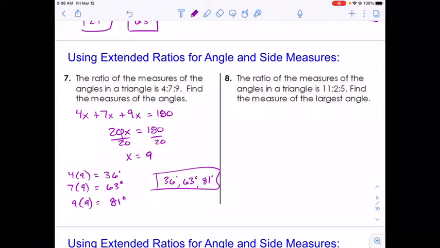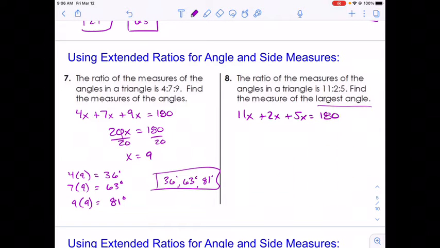And then the next one here says, the ratio of the measures of angles of a triangle is 11 to 2 to 5. Find the measure of the largest angle. So now we're only looking for one angle, but we have to do the same process to find the measure of x first. So 11x plus 2x plus 5x equals 180. Add up our x's here. 11 plus 2 is 13. 13 plus 5 is 18, so we get 18x equals 180. Divide by 18. That means that x is equal to 10.